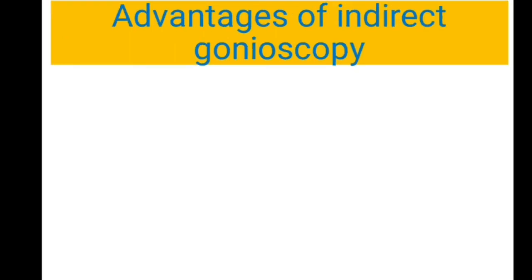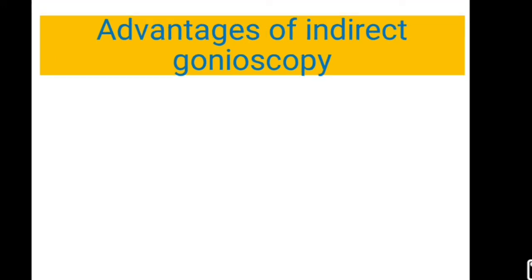What are the advantages of indirect gonioscopy? Here, since we are using a slit lamp, the optics of the slit lamp will give a good visualization of the angle structures. It is faster than your direct type. Compressive gonioscopy and indentation gonioscopy can be done, which will give more information about the angle structures. So these are the advantages of indirect gonioscopy.